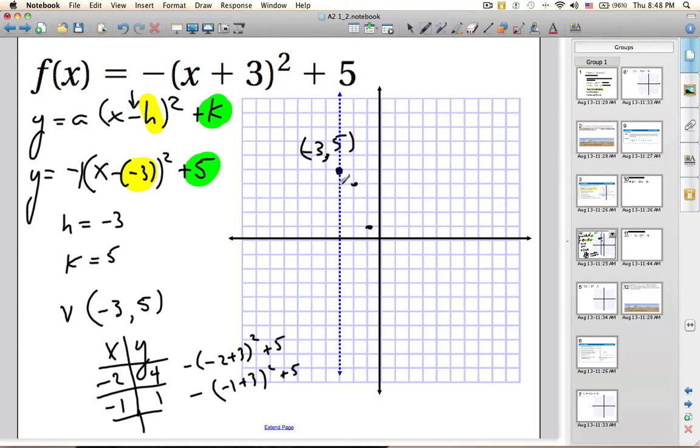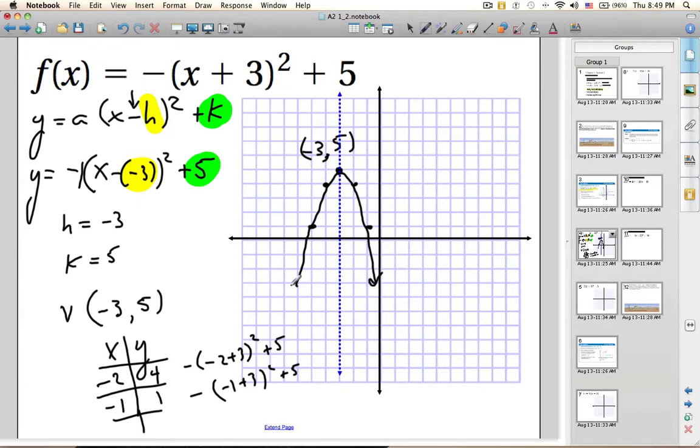Again, I'm going to check distance from the axis of symmetry. This point is 1 to the right. I'll make another point 1 to the left. This point is 2 to the right. I'll make another point 2 to the left. And now I've got enough points to go ahead and graph my parabola.